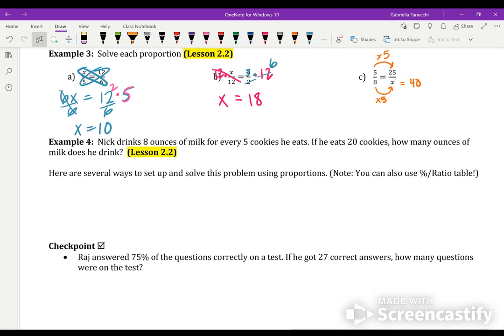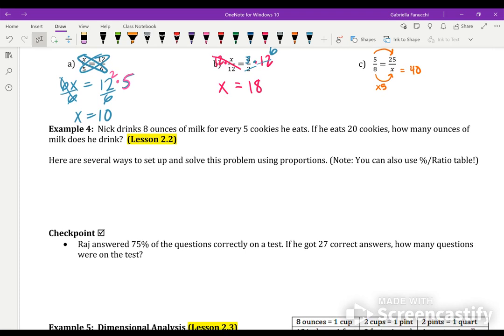Okay. Nick drinks 8 ounces of milk for every 5 cookies he eats. If he eats 20 cookies, how many ounces of milk does he drink? So there are several ways to set up and solve the problem. We can use the ratio table, and that's exactly what I'm going to do. I'm going to set up a ratio table. So if we know we have milk and we have cookies, we know that he drinks 8 ounces of milk for every 5 cookies. And if he eats 20 cookies, how many ounces did he drink? So we're trying to find this right here.